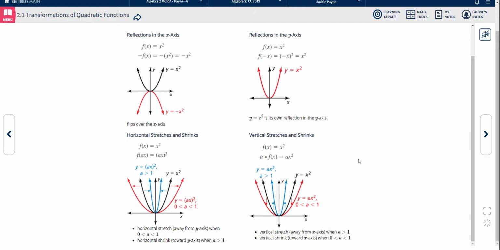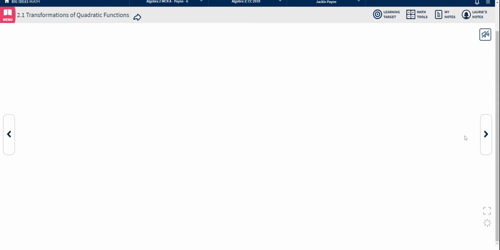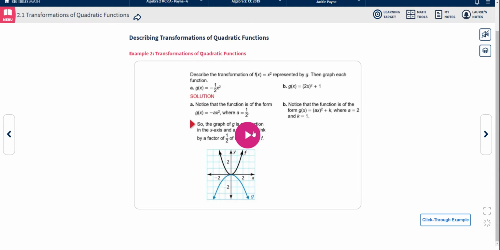We also did horizontal and vertical stretches. Remember, they look the same, but their movement is different. So a horizontal stretch goes sideways. It goes away from the x-axis if a is fractional, and it shrinks toward the x-axis if a is greater than 1. And that's if the number is in the parentheses with the x. If the a is just outside of it and it's greater than 1, it stretches it, and so it gets skinny. If a is fractional and it's right next to the x squared, it gets wider because it makes it like squished. So here's another example.